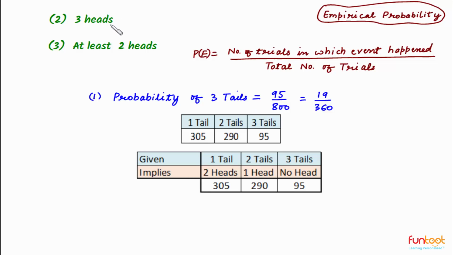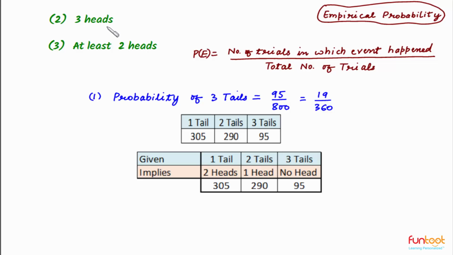The second part of the question is that we have to find the probability of getting 3 heads. Now in the given data, we are only provided information in terms of tails. Let's see how we get information about heads from this data. Since a total of 3 coins is being tossed, getting 1 tail would mean 2 heads, and that would be 305 times. Similarly, 2 tails will mean 1 head, and that will be 290 times, and 3 tails will mean no head, and that will be 95 times.